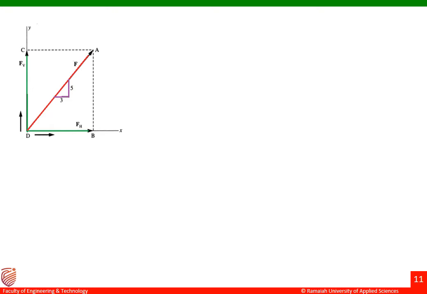Now the same problem can be done by finding out the angle theta there. Okay, so let me find out the angle theta there. So this is my theta. You can find the angle theta by using the formula: theta is equal to tan inverse of opposite upon adjacent.